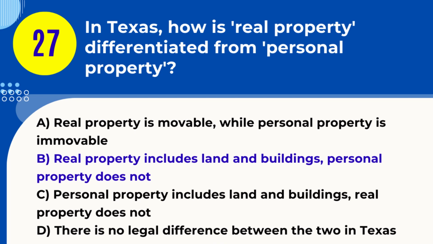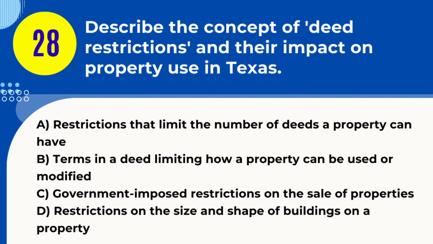Explanation. In Texas, real property refers to land and anything permanently attached to it, like buildings or structures, while personal property refers to movable items not permanently attached to land, such as furniture or vehicles. Question 28. Describe the concept of deed restrictions and their impact on property use in Texas.